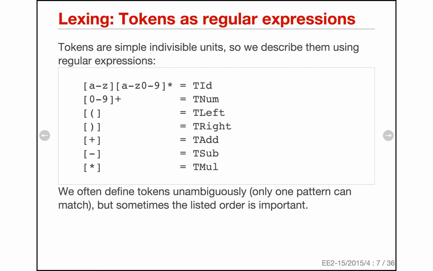Lexing is all about regular expressions, and tokens must be described as regular expressions. So the association we have in our lexer is the left-hand side is a regular expression, the right-hand side is whatever we want the high-level token to be. A lot of the time we'll try and split these things up such that only one can possibly match. Sometimes the listed order is important, so there'll be a precedence that you'll try this, then you try this, then you try this. But this is a definition of the tokens in my system.